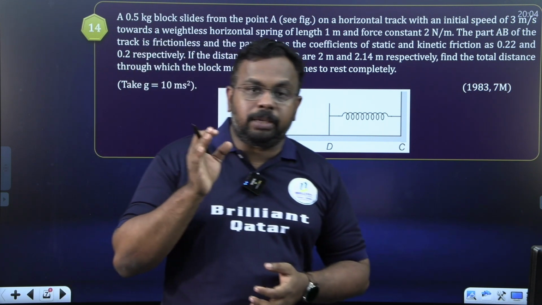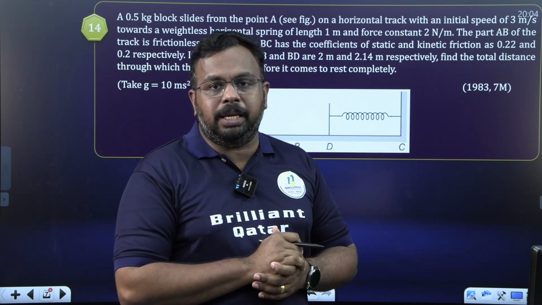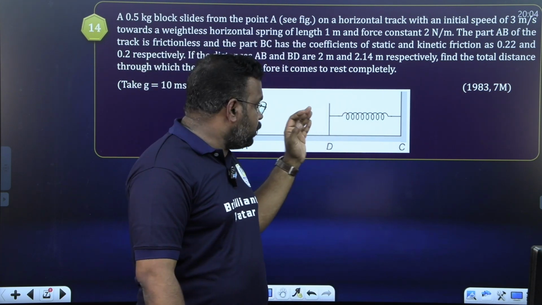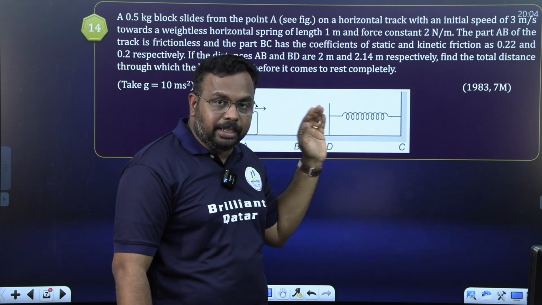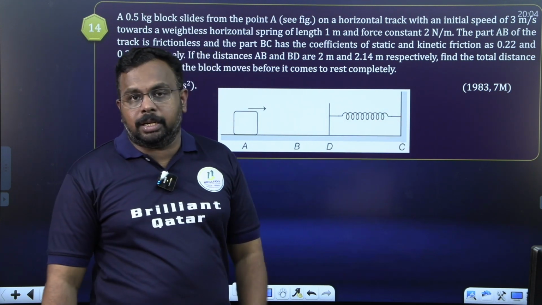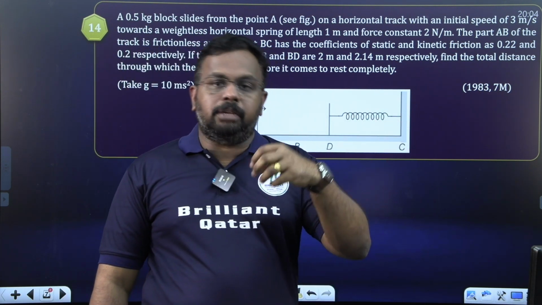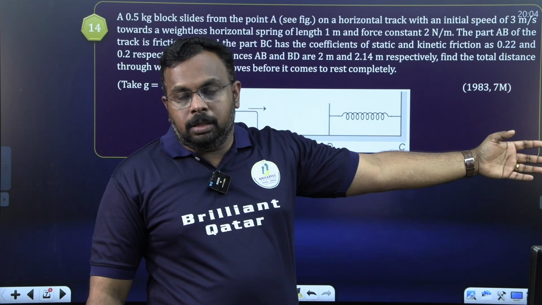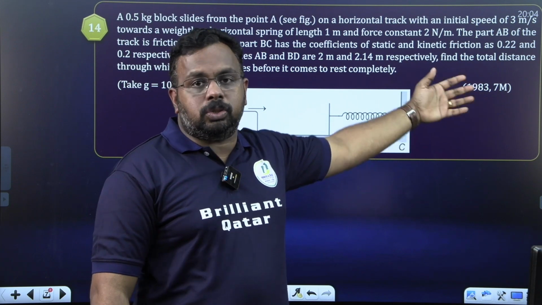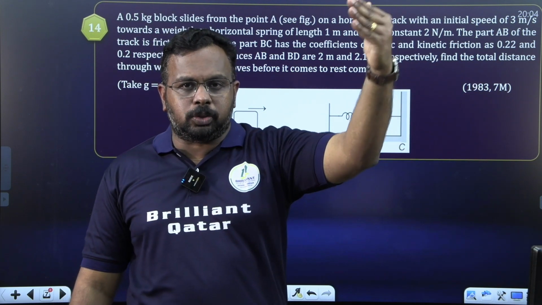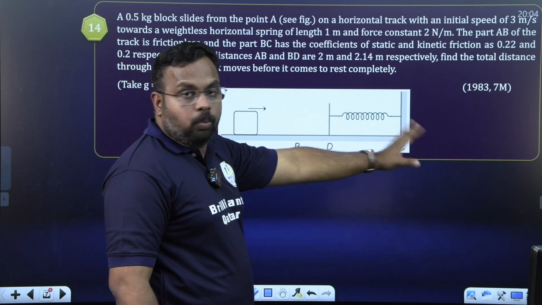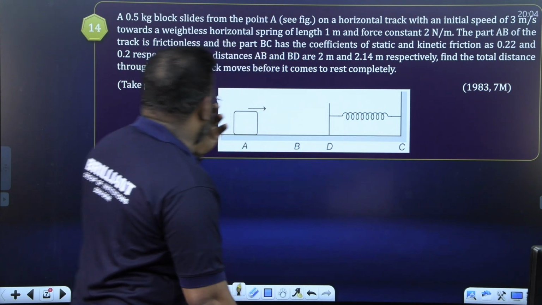It is why we are specifying complete rest. You know that this is a spring. So normally when the block goes and hits the spring, the spring will be compressed and suddenly it will release its energy, so it will push the body back. In this question they are saying that it comes to rest completely. When it comes to rest completely, what is the total distance covered by the body?